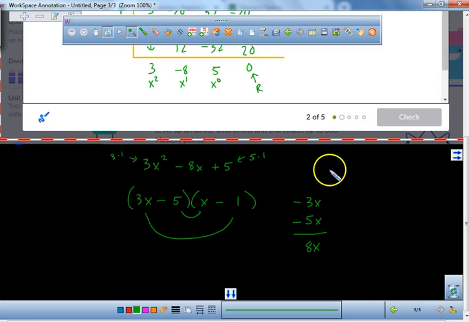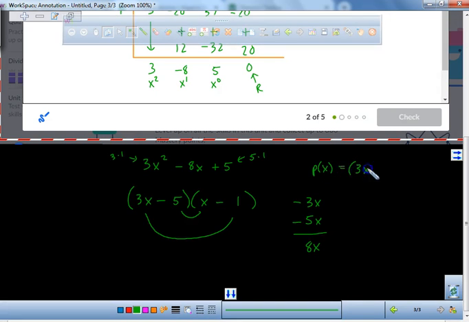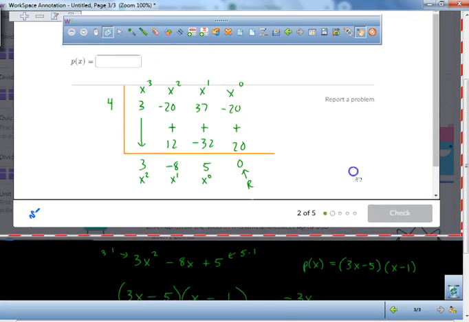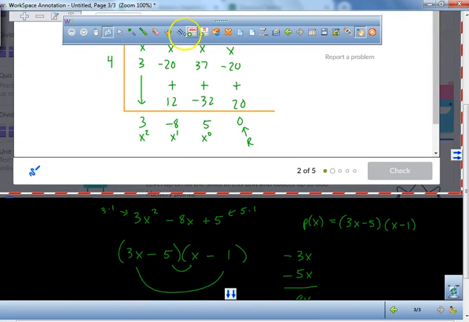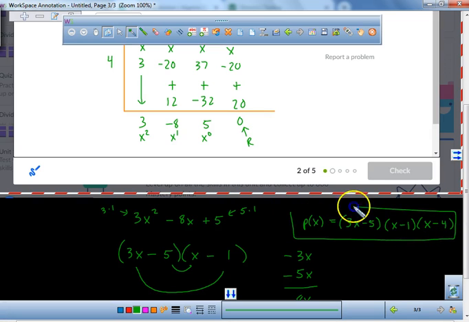So our product of linear factors are 3x minus 5, x minus 1, and then our original factor was x minus 4. So I got to type in x minus 4. I already did one like this, so I'm not going to go back and explain everything. The first one I did really slowly, so it's the same concept, it's just different numbers. All right, so 3x, so now I got to do this.